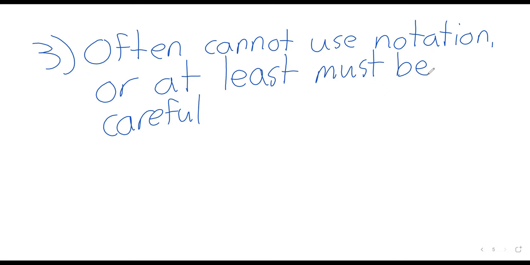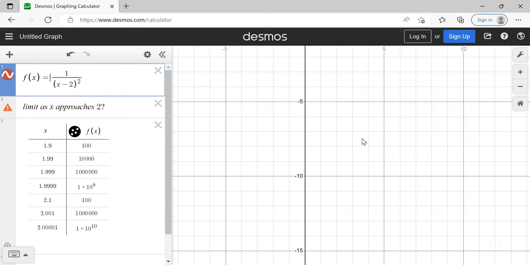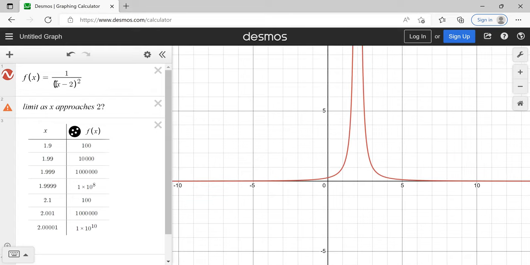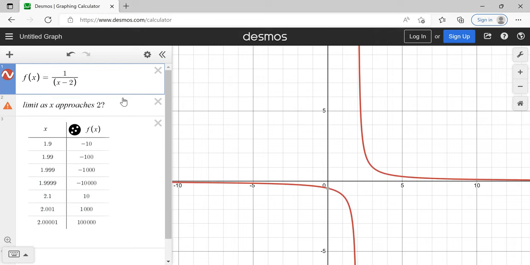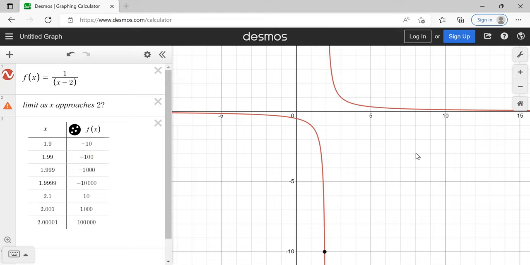And to illustrate what I'm talking about here, let's go back to Desmos one final time. And let's modify this function a little further. You see that I have x minus 2 squared. I'm just going to get rid of this square. And now what happens as x approaches 2?